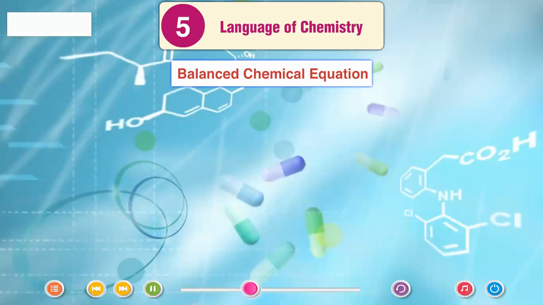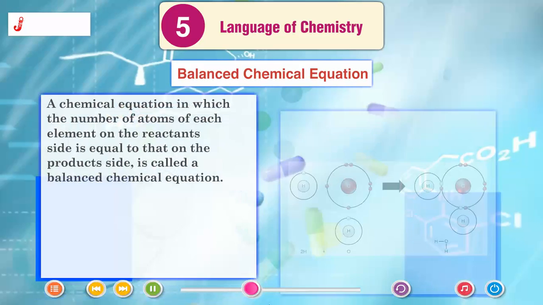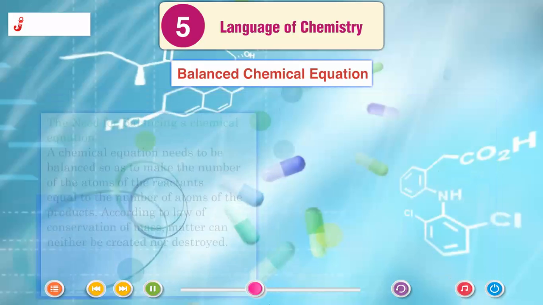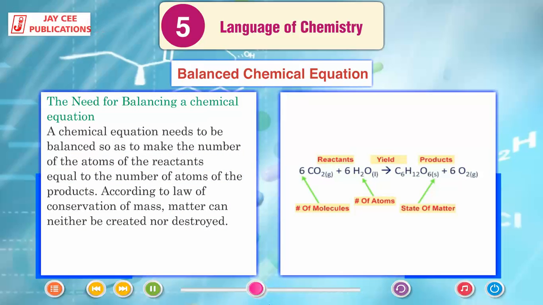C. Balanced chemical equation. A chemical equation in which the number of atoms of each element on the reactant side is equal to that on the product side is called a balanced chemical equation. The need for balancing a chemical equation. A chemical equation needs to be balanced so as to make the number of the atoms of the reactants equal to the number of atoms of the products.